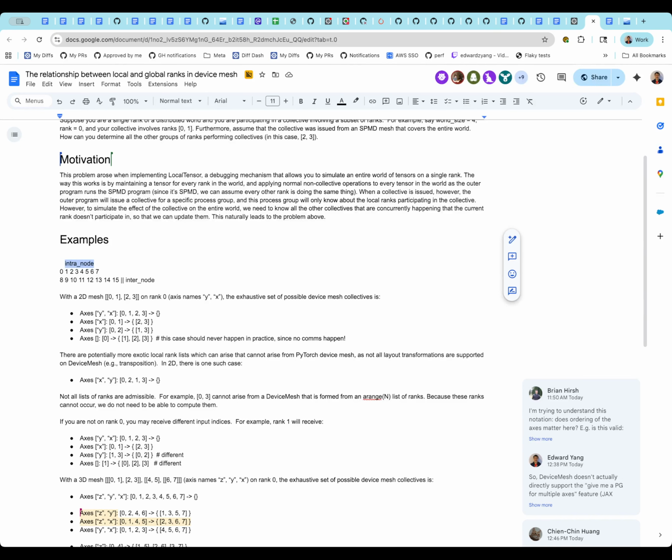Is that how DeviceMesh works today? It constructs a PG on the fly? It doesn't do it on the fly because PG construction is expensive. You have to do communication. But yes, effectively, there are some PGs, and those are the ones you use in this situation.